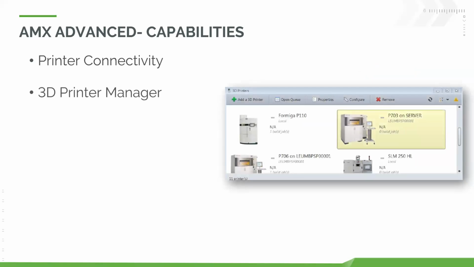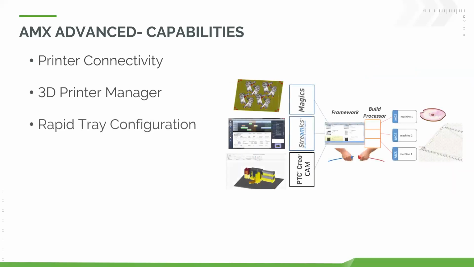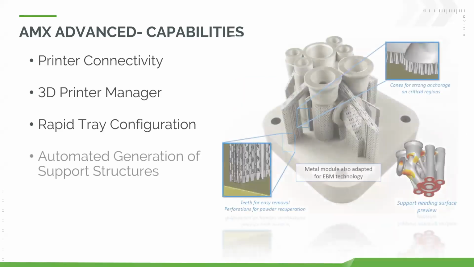So we can connect directly from Creo into those printers. We have the ability to manage them, add new ones in, look at the jobs being sent to each one. You don't have to go into a separate slicer even to do that. You can just do that right from within Creo. You also have the ability to very quickly go through, define and build out tray configurations and capabilities that are specific to metal 3D printing.